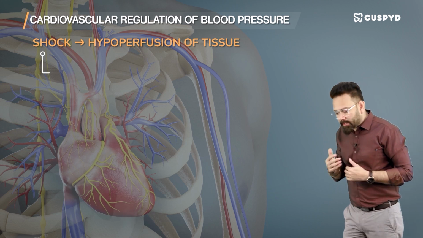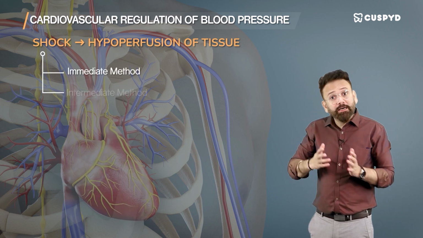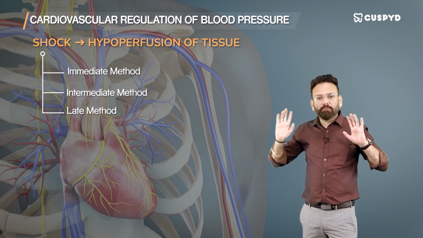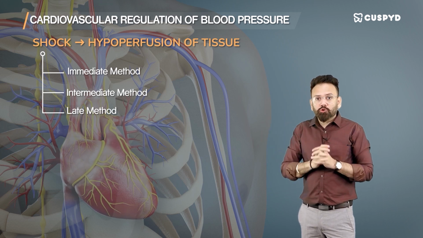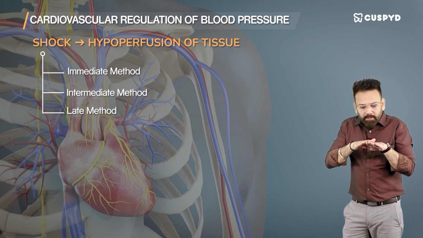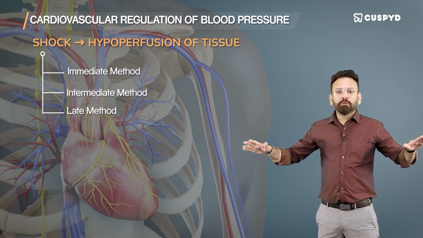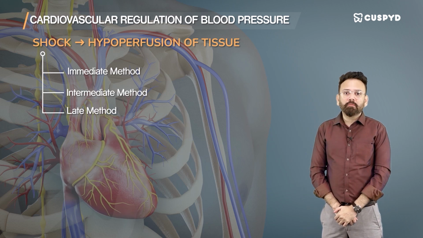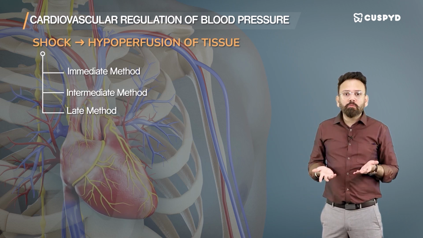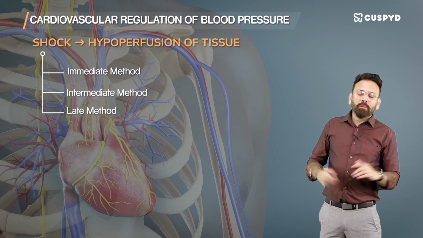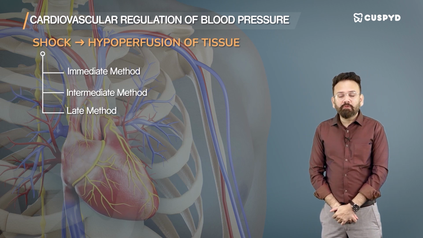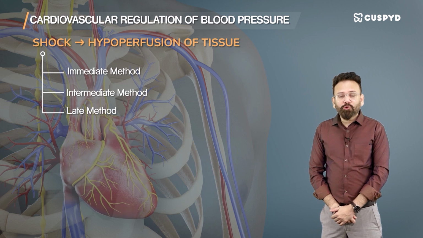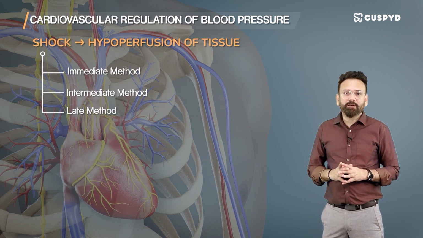That is why there is an immediate method, an intermediate method, and a late method. They are very strong methods, the late method. Immediately, for example, if you are in the supine position and you wake up in the morning, all blood will pool to the legs. So there will be no blood in your brain and we will go like this, syncope will happen, we will fall down. It is called orthostatic hypotension. So how is this immediate BP regulated?